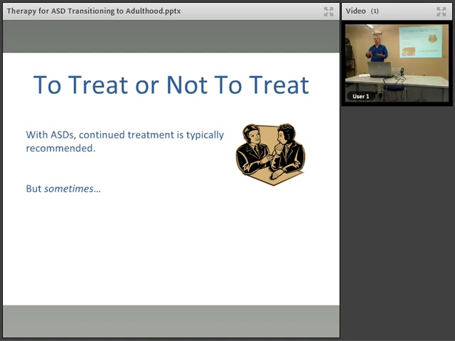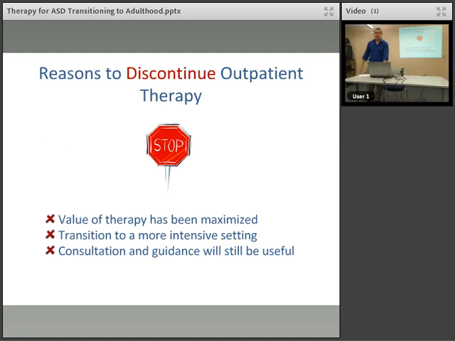Sometimes, like in reality, there are times where we would say, as psychologists, that maybe treatment isn't warranted. It's unusual, but there are times where that happens, and I'll get into some of those. So this is discontinuing outpatient therapy.